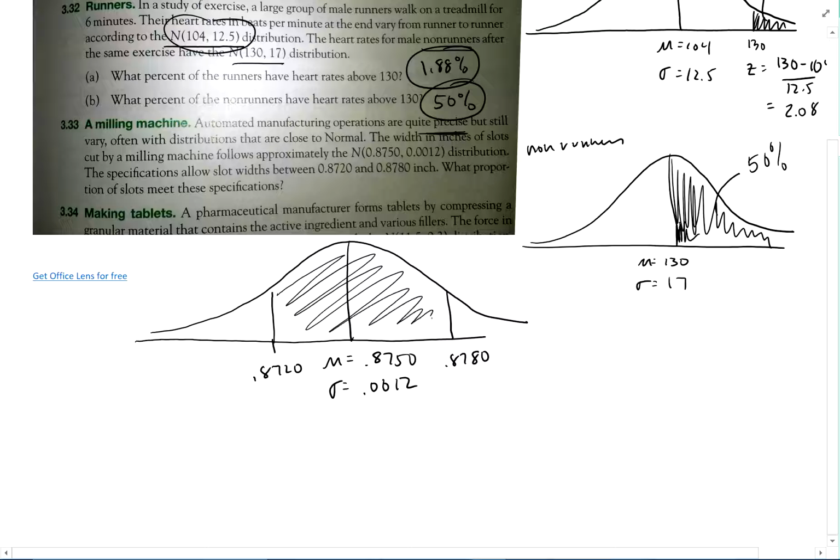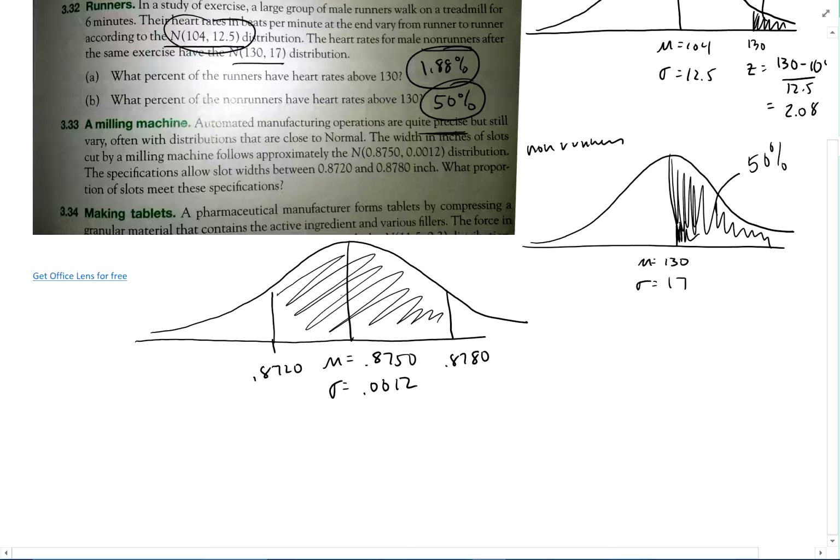The width of the slots has a mean of 0.8750, and the standard deviation is 0.0012. Now the specifications allow the slot to go from 0.8720 to 0.8780. See how a picture makes this really easy to see? What proportion of slots meet these specifications? In other words, what percent of all the slots that my machine makes fall in this range?